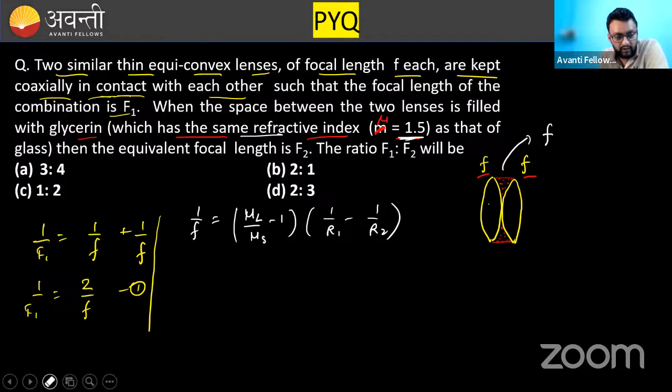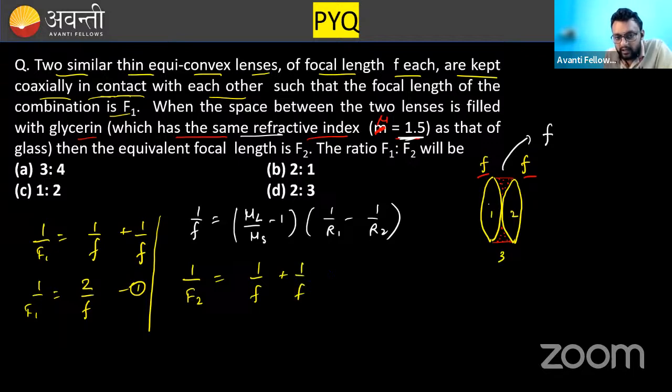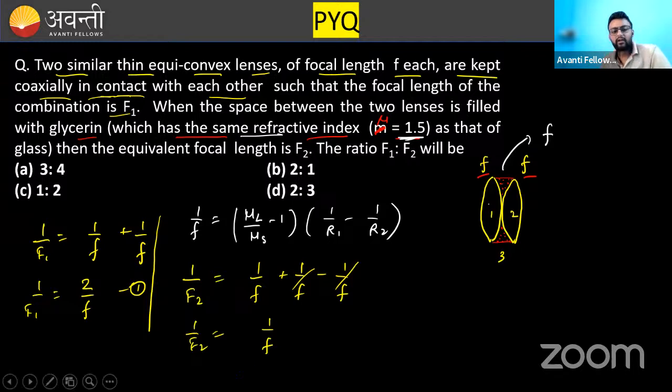Now, what we will do, we will again apply the formula of equivalent focal length. 1 by f2 is equal to, this is the first lens, this is the second lens, and this is the third lens, 1 by f plus 1 by f. Now the third lens is concave, that is minus 1 by f, because the focal length of a concave lens is negative. These two will be cancelled, so 1 by f2 is equal to 1 by f. Now you need to calculate f1 by f2.